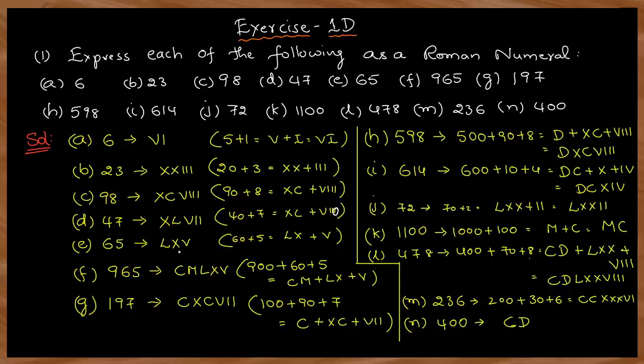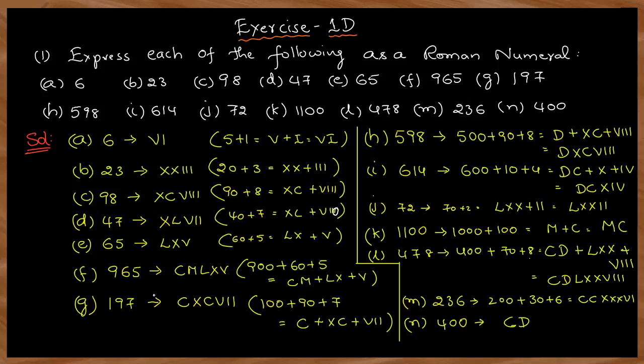Okay, next, 65 means you can write 50 plus 10, 60 plus 5. 65. So write 965. First you write 1000 minus 100, which is CM, 900. And 60 means 50 plus 10, which is 60, plus 5. 960 plus 5, which is 965.